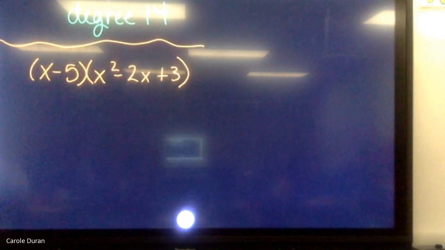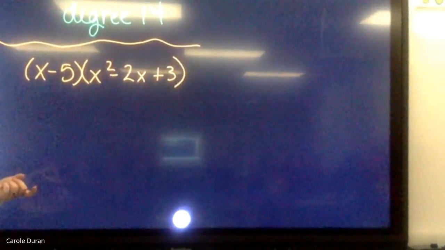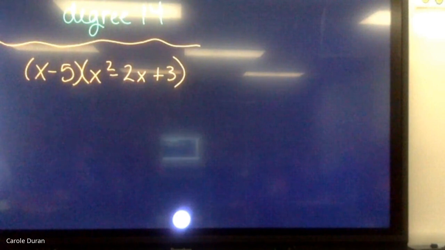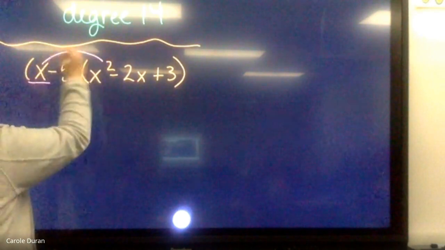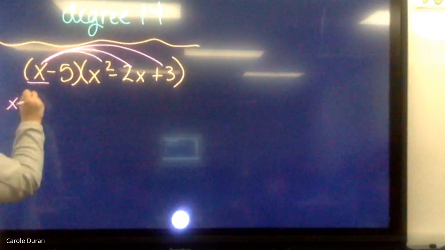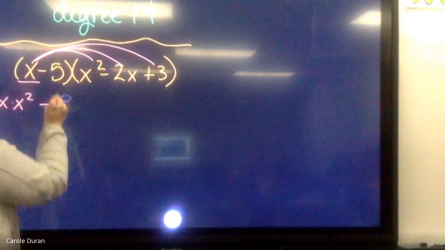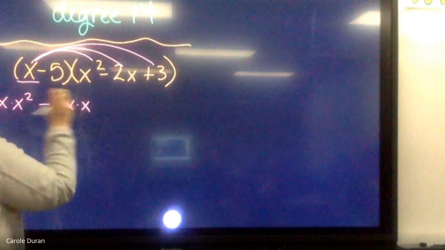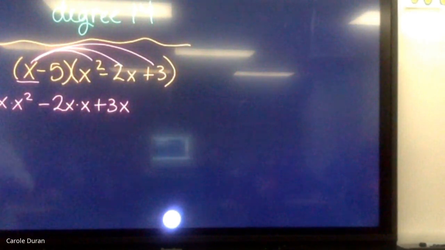Okay, let's say I have x minus 5 times x squared minus 2x plus 3. In order to simplify this, I first have to expand it through multiplication. How would I do that here? FOIL, distribution, whatever you want to call it. So I'm going to take this x and multiply it into each of the 3 terms in my second polynomial. So I have x times x squared for my first one, minus x times 2x, or I guess I could say 2x times x. Then x times 3, and then I move on to the negative 5.